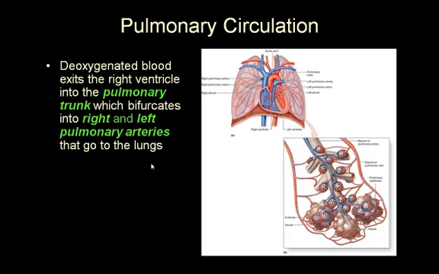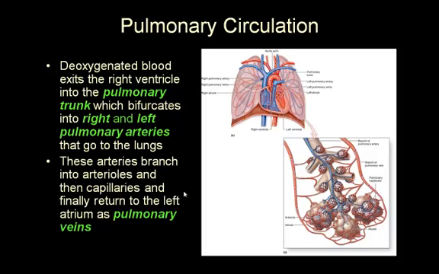Okay, and as I mentioned, for pulmonary circulation, deoxygenated blood is carried out of the right ventricle into the pulmonary trunk, which ultimately splits into the right and left pulmonary arteries that go to the lungs. The arteries then begin to branch, much like we see in systemic circulation, into the arterioles and then ultimately into a capillary network. This is the region in which the blood becomes oxygenated within the lungs, and it finally returns to the left atrium, now oxygenated, through the pulmonary vein.